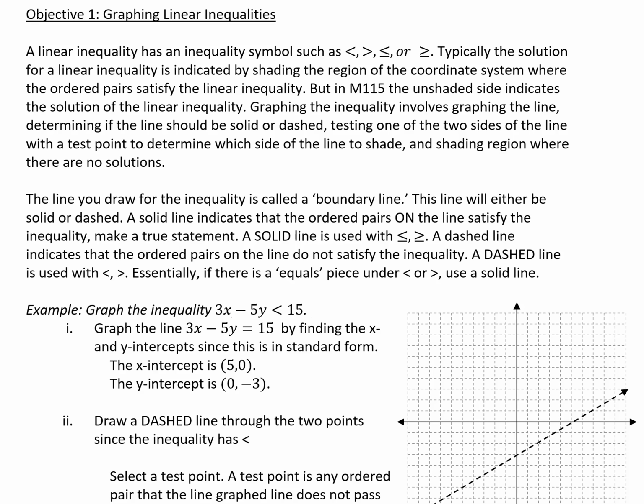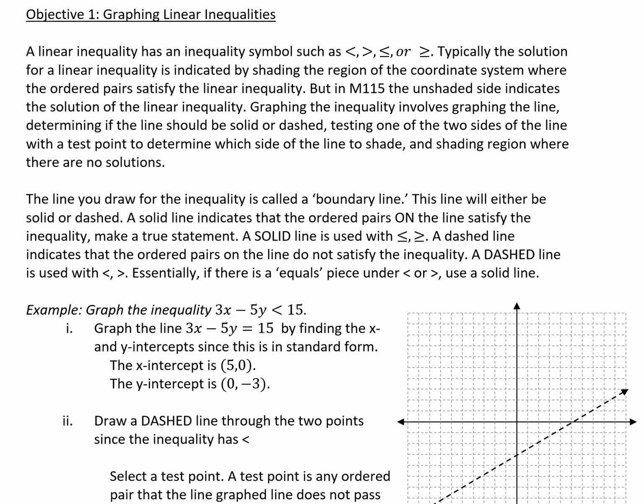Graphing linear inequalities. A linear inequality has an inequality symbol such as less than, greater than, less than or equal to, or greater than or equal to. Typically, the solution for a linear inequality is indicated by shading the region of the coordinate system where the ordered pairs satisfy the linear inequality. But in M115, the unshaded side is actually indicating the solution of the linear inequality.